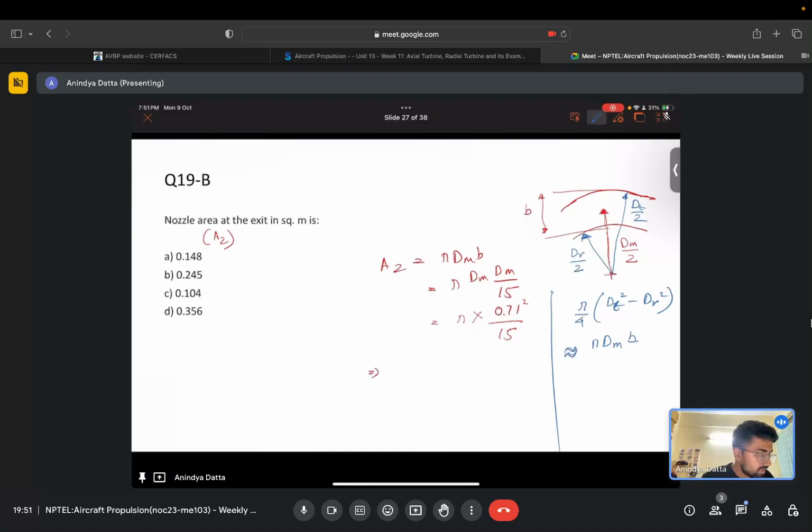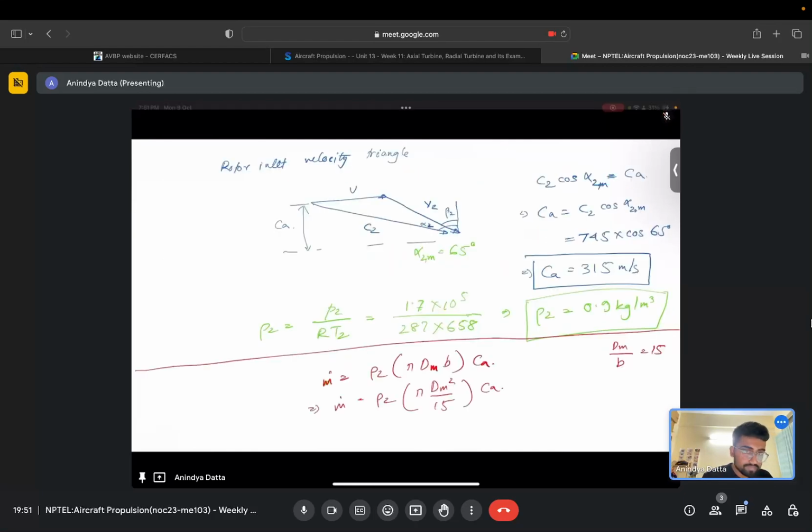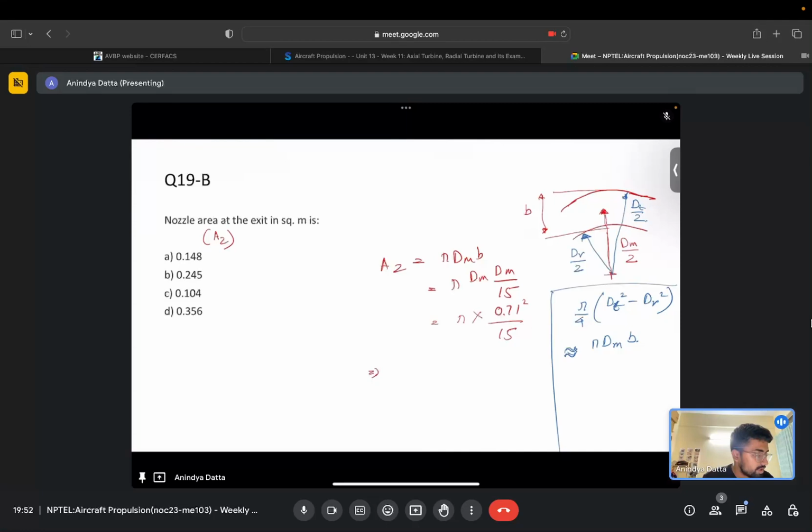If you use the area as pi by 4 into dt square minus dr square, the calculation becomes slightly complicated, because you don't know dr and you don't know dt. What you know is the ratio of dm by b, and you have seen that dm by b is much larger than 1. So in that case this is a good approximation for area.